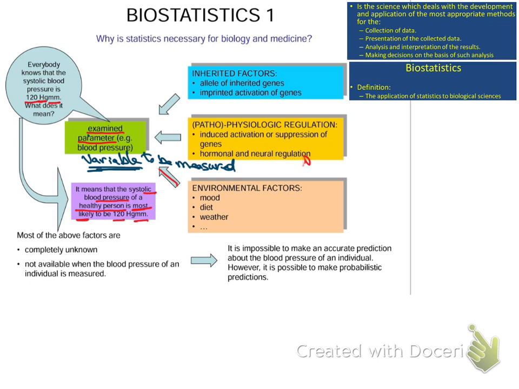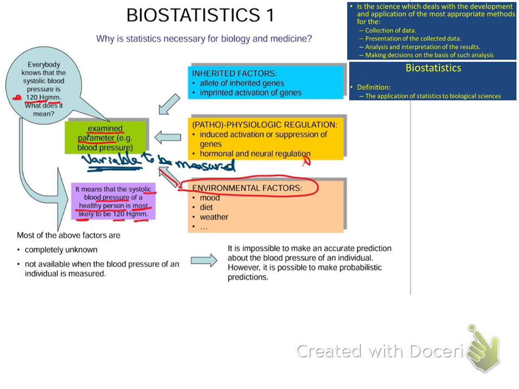So if we say that the blood pressure for the human is 120, this means that it is most likely for healthy people, people who follow the sample characteristics. If we made the sample for healthy people, this would be applicable also to healthy people. 120 millimeters of mercury. Most of the above factors, which are environmental factors, impact the blood pressure, but they are independent. The physiological regulation, independent. The inherited factors, independent. All these factors, in our case, are independent factors.